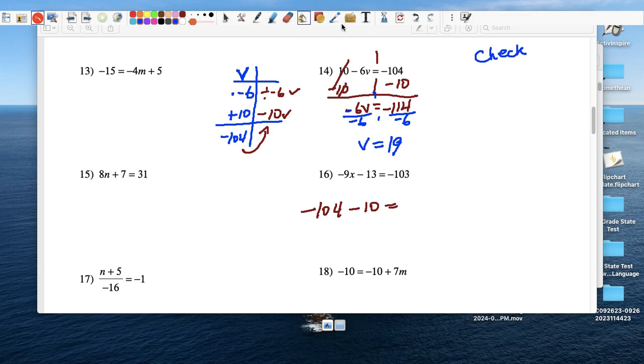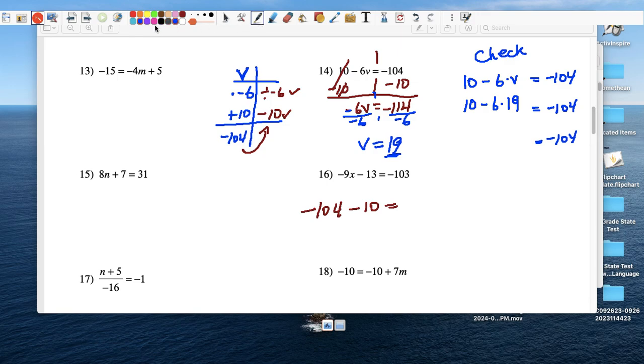Remember how to do a check. Copy the original equation. 10 minus 6 times v equals -104. Right, so notice that there's not much to do on the right side. It's just -104. So I'm just going to add a couple lines here. But on the left side, it's 10 minus 6 times v. And what is v? v is 19. So I'm going to replace that with 19.